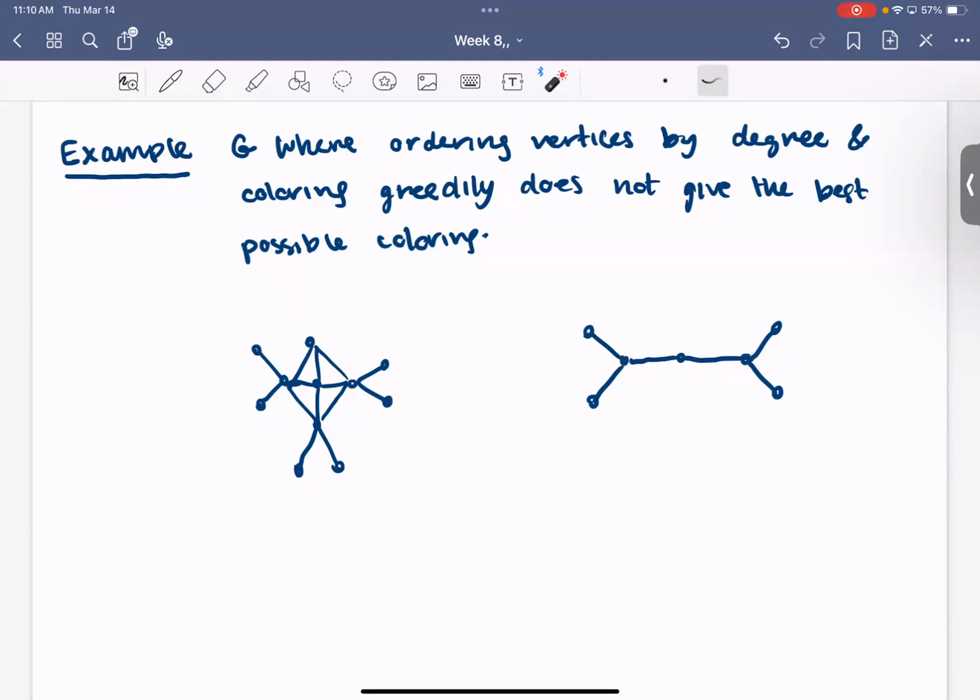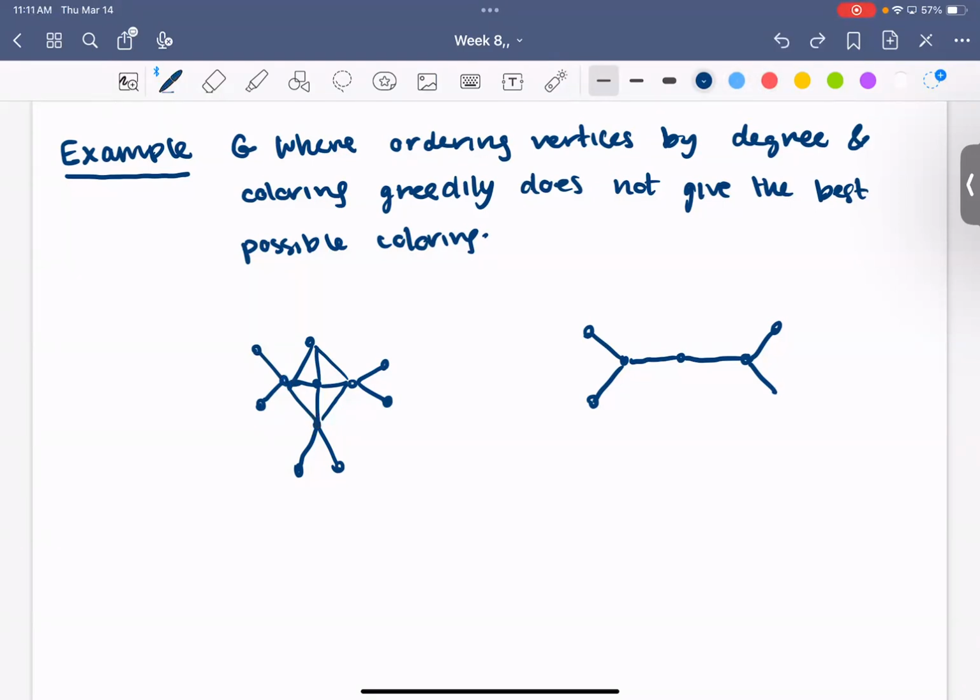Do you need P4? In the first example, it's sort of up in the air how you order the 3 vertices of degree 5 there. But let's just assume you did them left to right. You'd color the left one color 1, the bottom one color 2, the right one also color 1.